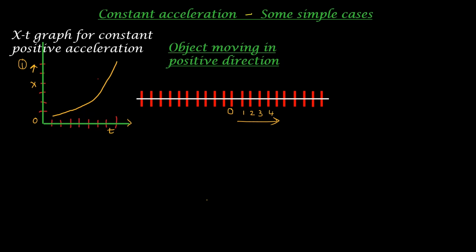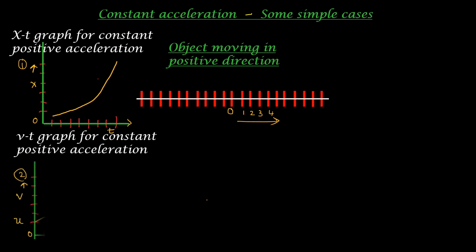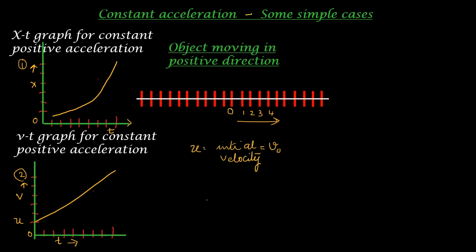The graph is directed upwards because each second the position goes on increasing. What will be the nature of the velocity time graph? The velocity time graph is also directed upwards. U is the initial velocity. In the textbook, initial velocity is given as V0. In these two cases, acceleration is positive. That is, the velocity is always increasing.